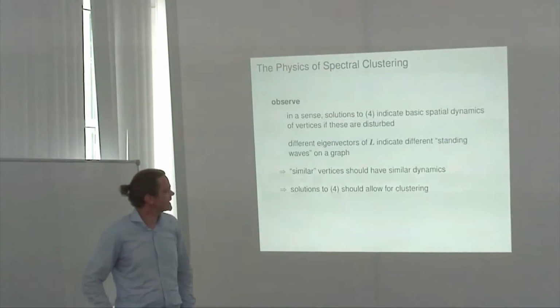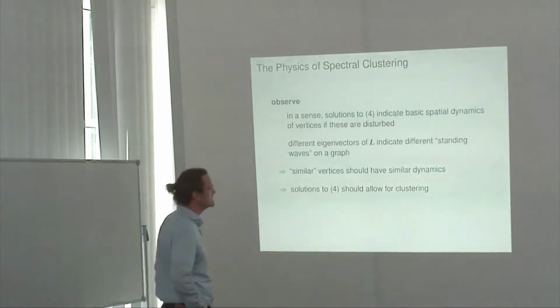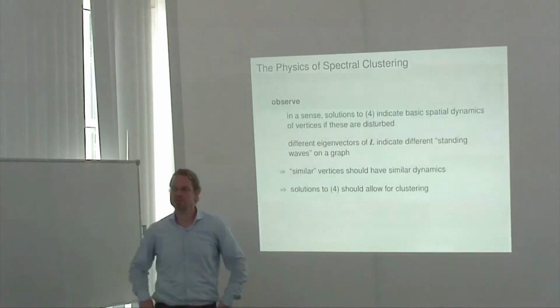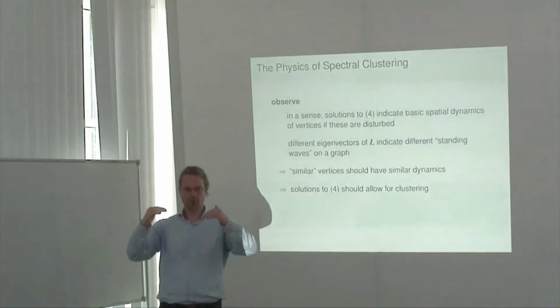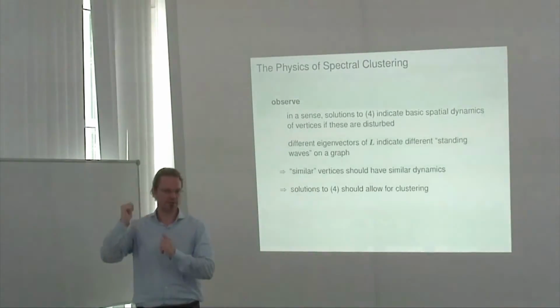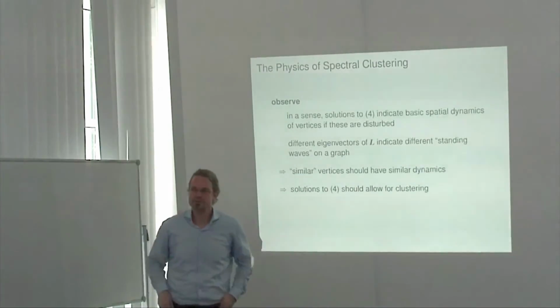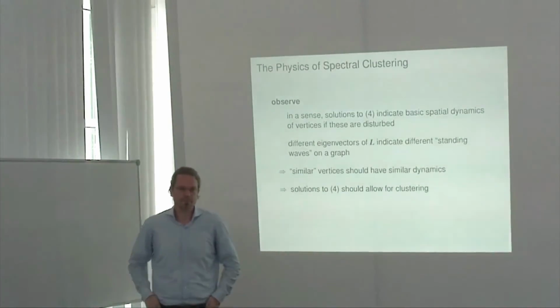And different eigenvectors of this Laplacian matrix indicate different standing waves. And we've seen the rather slow one, and then there was an even faster one and so on. And depending on the frequency, there were different points that never moved.